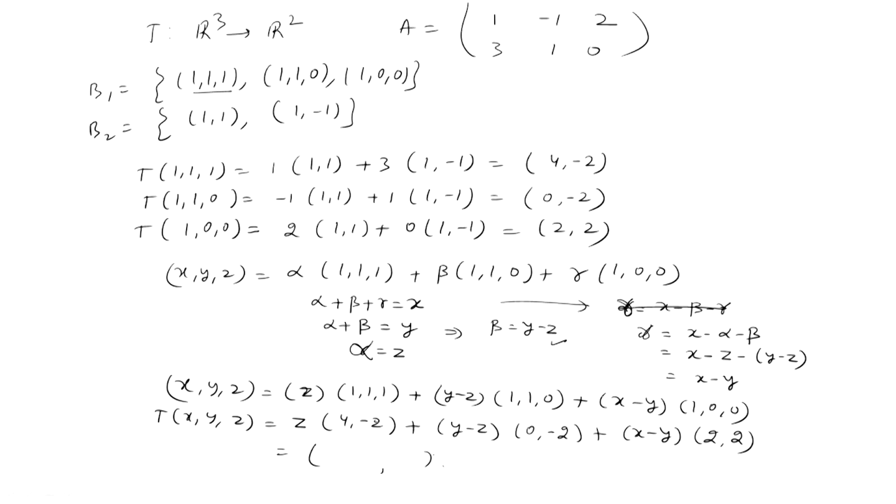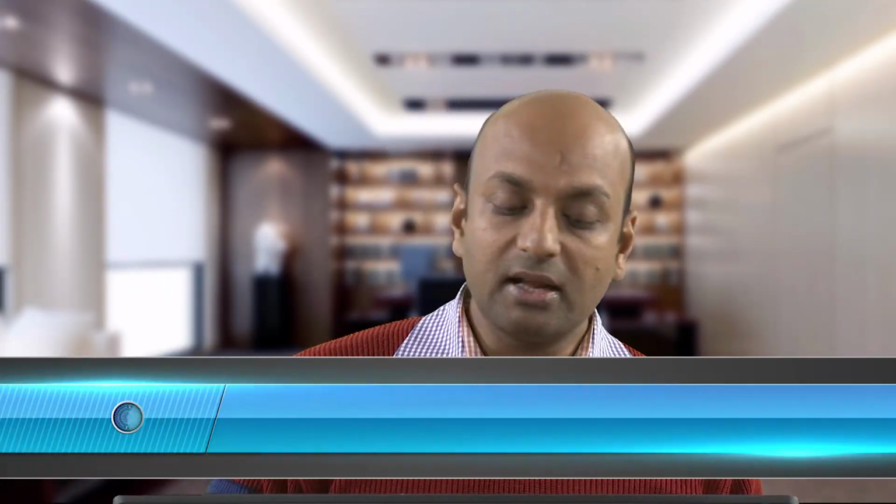So, if we know the linear transformation T and the corresponding bases of V and W, then we can find out a matrix associated with T corresponding to those bases B1 and B2. And conversely, if you know the matrix and the bases of V and W, then we can find out the linear map. Okay. So, in the next lecture we will see some more properties of vector spaces and linear transformations.